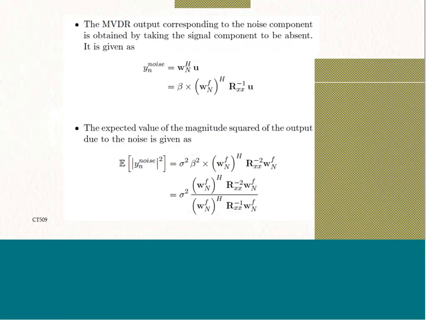Okay, and then the MVDR output corresponding to the noise component also we can determine in a manner similar to the equation on the last slide, and it turns out to be this, where U is the vector of noise samples. And if we want, we can actually calculate the variance of the noise at the output of the filter. It takes this particular formulation. Let's not get into that right now. This is not as important or critical as of now.